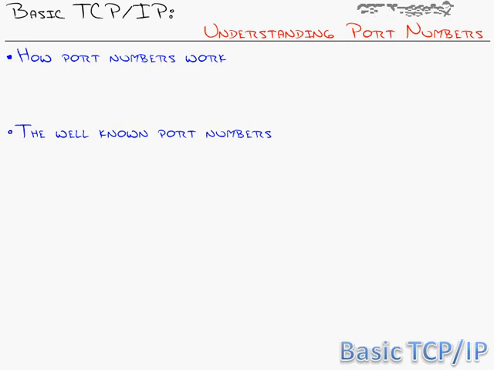We then looked at the well-known port numbers, which in a broad sense is 0 through 1023, and in a more streamlined sense was the list that we worked through, which were the extremely common network services that you encounter every single day.